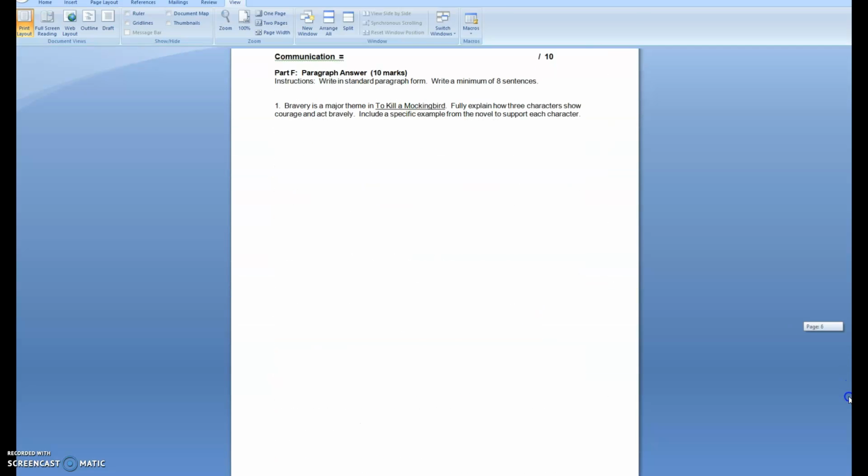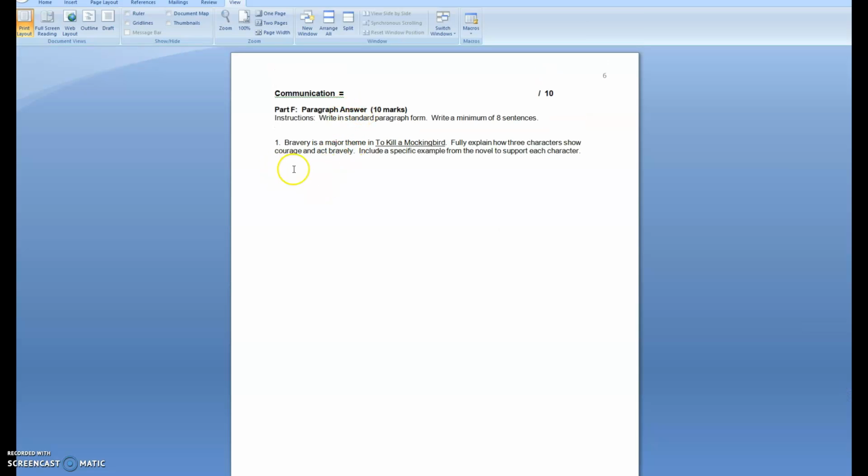And then lastly, there'll be a paragraph answer, and I'll give you actually a choice. There's only 1 question here, but I'll give you 2 questions, and you choose which question you want to answer. And so in this case, it says bravery is a major theme in To Kill a Mockingbird. Fully explain how 3 characters show courage and act bravely. Include a specific example from the novel to support each character. So again, you're going to have to probably give me 3 examples in your supporting details in the paragraph answer.